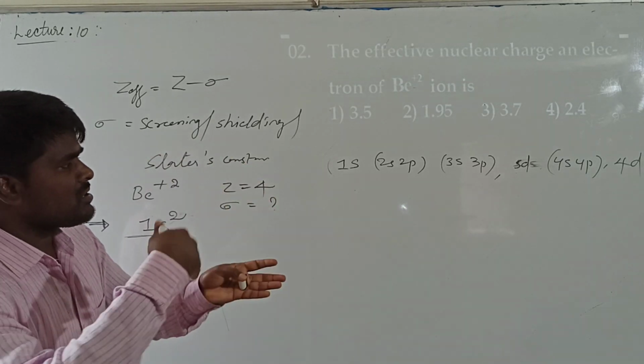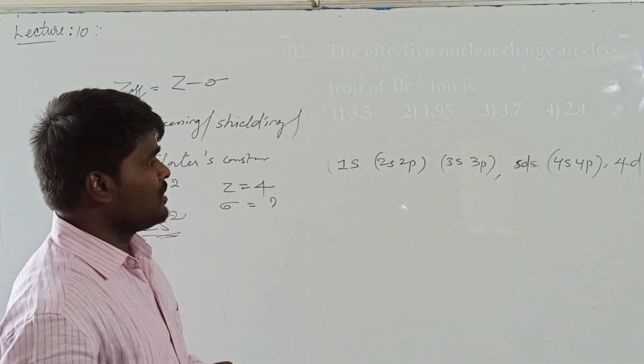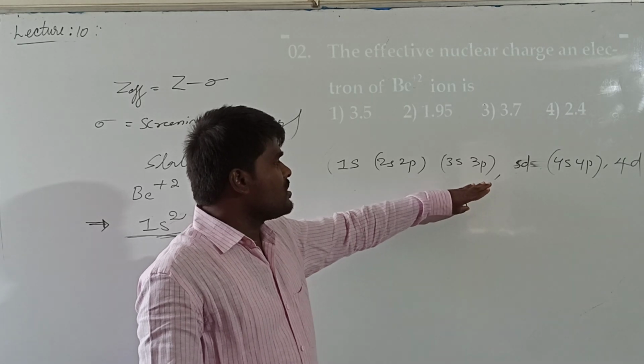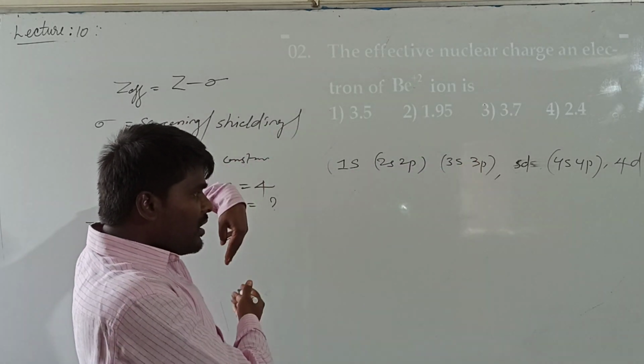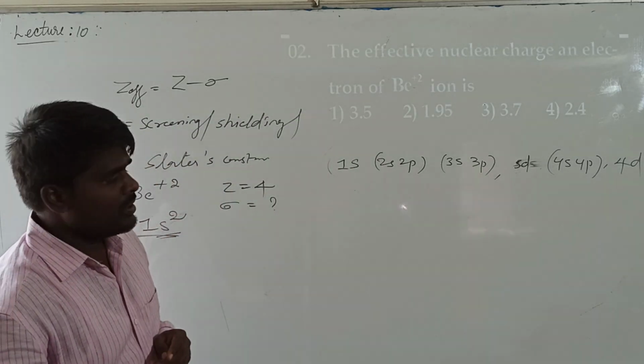You need to take the electrons of the left side only. You cannot take the electrons of the right side. Suppose your electron is in the third shell, you have to consider the electrons in the third shell and before the third shell. You cannot consider electrons after the third shell.